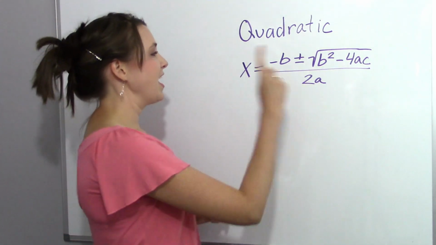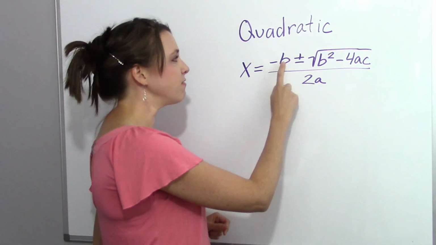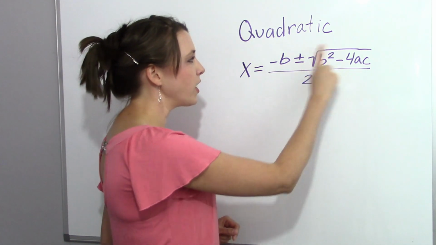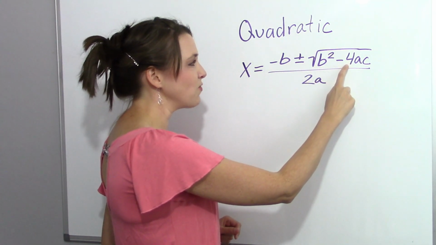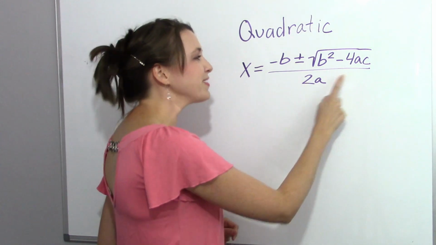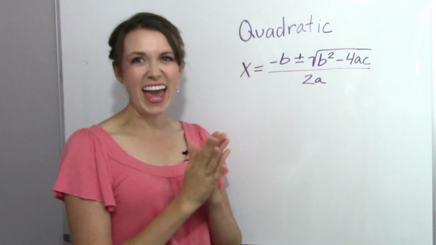Okay, here we go. X is equal to negative b plus or minus the square root of b squared minus 4ac all over 2a. Yay!